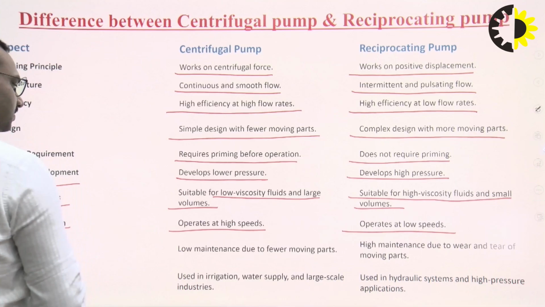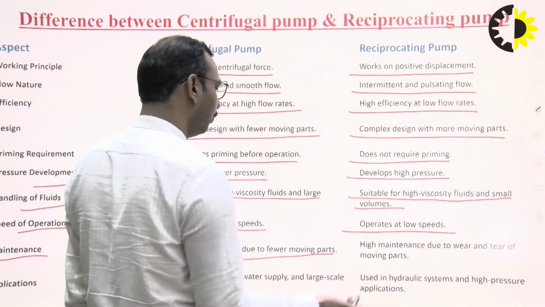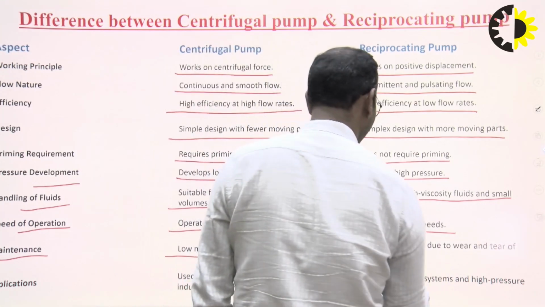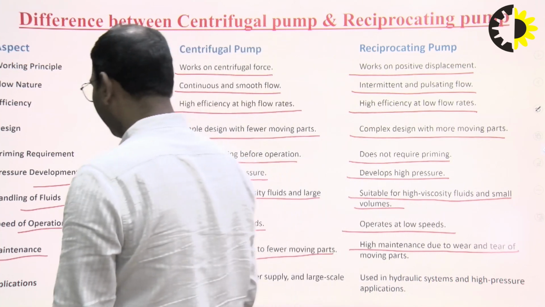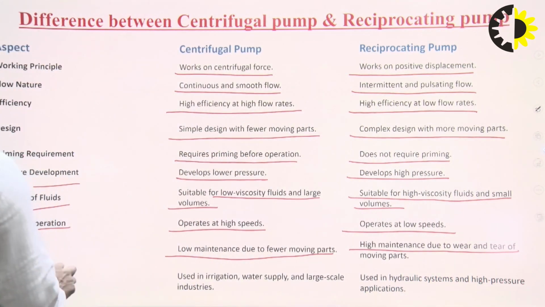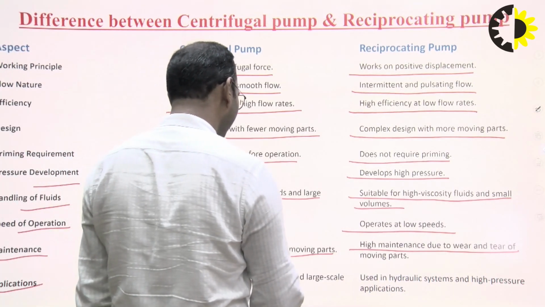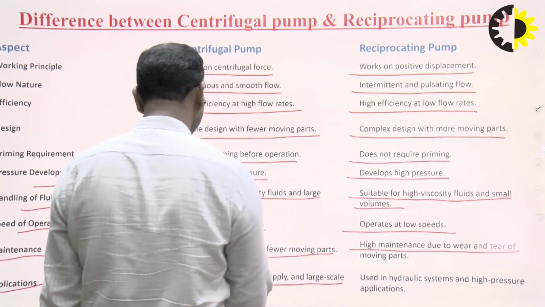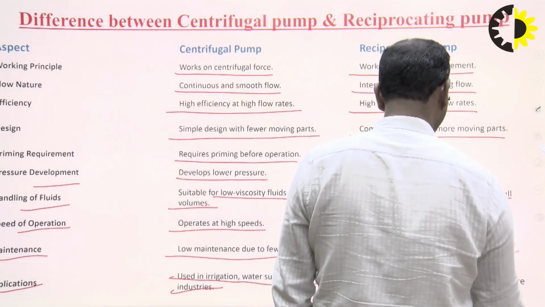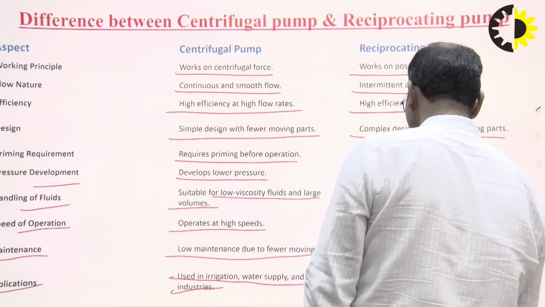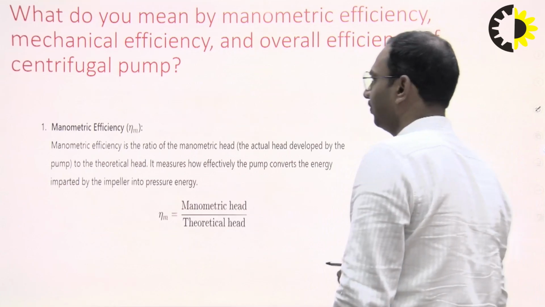According to maintenance, a centrifugal pump has low maintenance due to fewer moving parts, whereas a reciprocating pump has higher maintenance due to wear and tear of moving parts. And lastly, according to applications, a centrifugal pump is used in irrigation, water supply and large scale industries, whereas a reciprocating pump is used in hydraulic systems and high pressure applications. So, this is the difference between centrifugal pump and reciprocating pump.